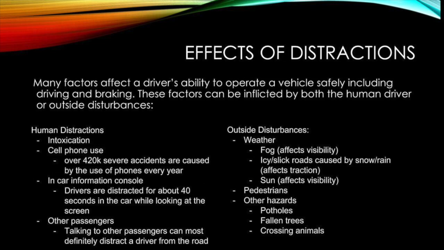Many factors affect a driver's ability to operate a vehicle safely, including driving and braking. These factors can be inflicted by both the human driver or outside disturbances. Human distractions include intoxication, cell phone use, in-car information console, and other passengers. Outside disturbances include weather, pedestrians, and other hazards.